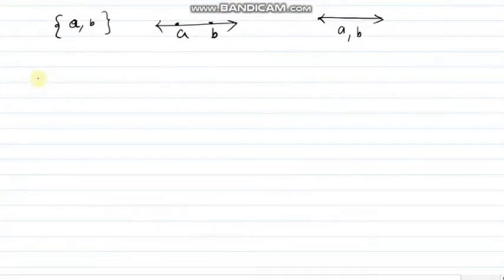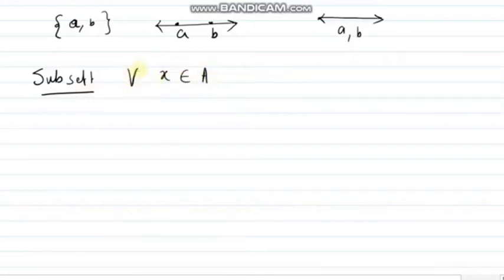Next one, some different terms in set, that is subset. What is subset? So suppose for all x belongs to A, this symbol is known as for all, it implies that x belongs to B. Whatever elements we have in A, if all the elements are a part of B also, then we can say that A is a subset of B.